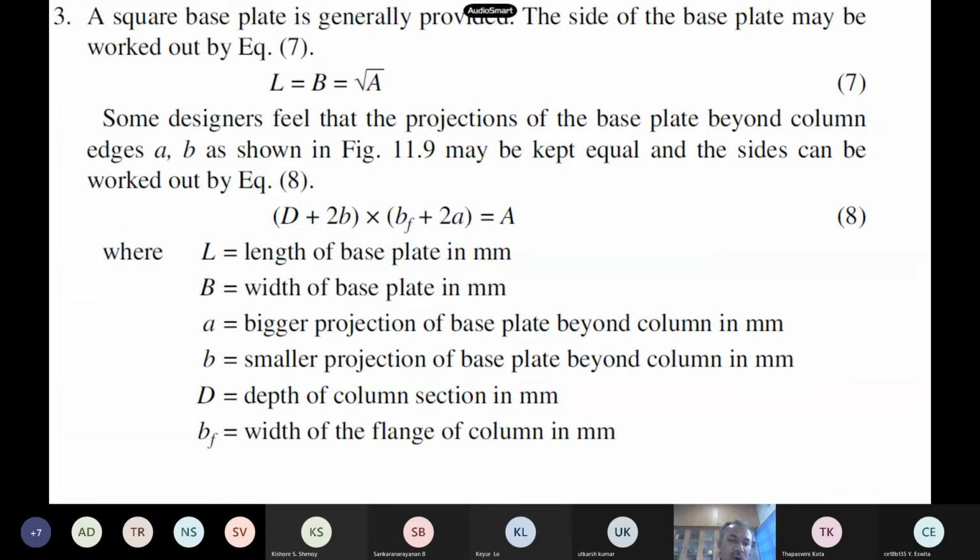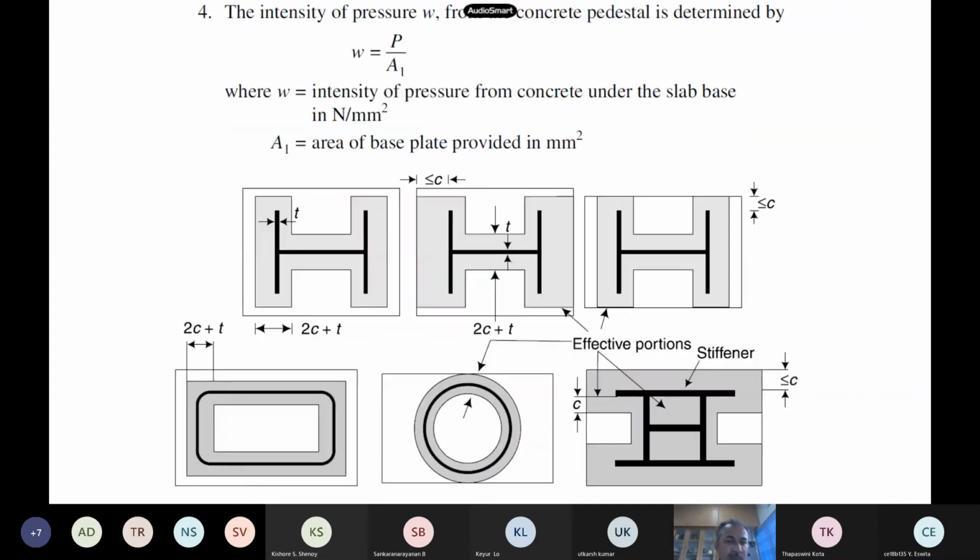Generally, what we try to do is, the projections A and B may be kept equal, so D plus 2B, where D is the actual depth of the beam. The ISHB 300 means 300. Then this is the breadth of the flange, plus these are all overhangs on this side and on this side, 2A, 2B. So this should be equal to the area. So this also we have a guideline.